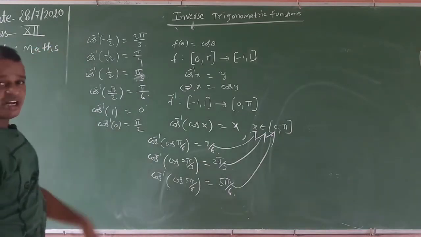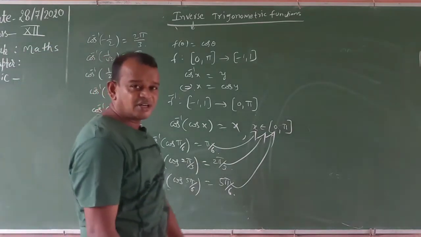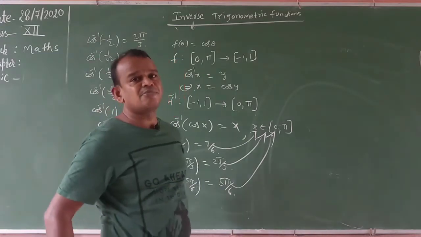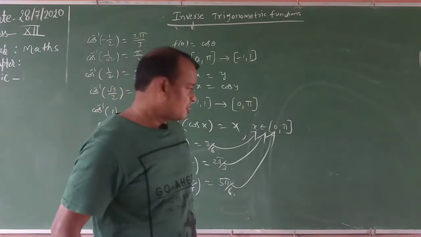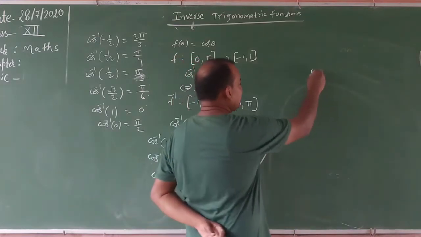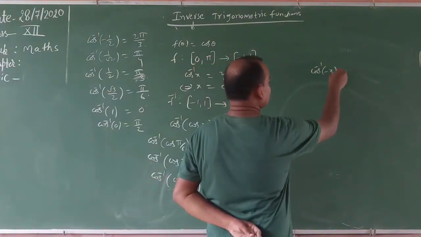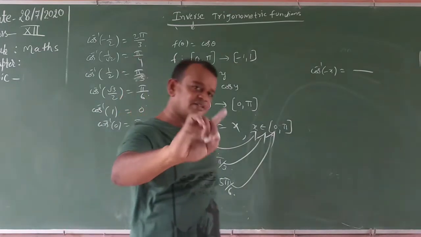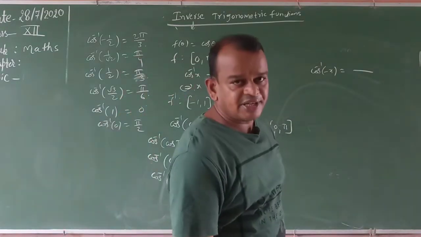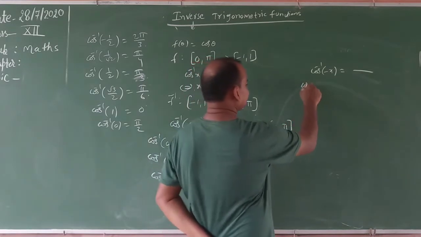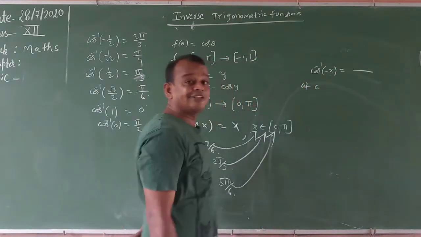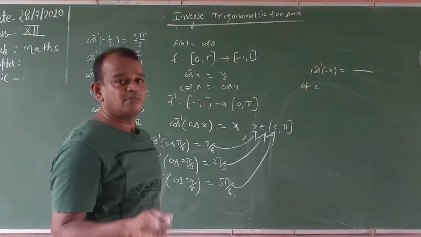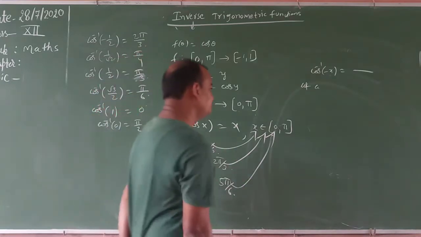Keep in mind each and every formula. Understood or not? Now, next one is cos inverse of minus x. Cos inverse of minus x, what happens? Cos inverse of minus x is equal to how much? Sin inverse of minus x is equal to minus sin inverse of x. For cos inverse of minus x, where x belongs to minus 1 comma 1. Always the value of x belongs to minus 1 comma 1.